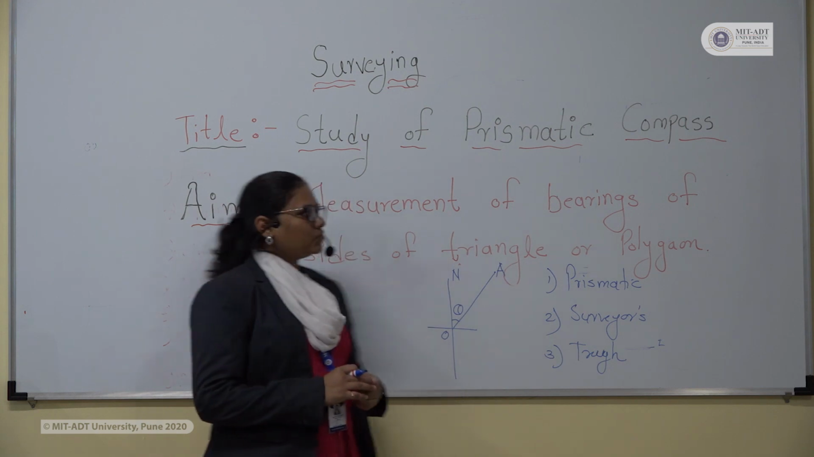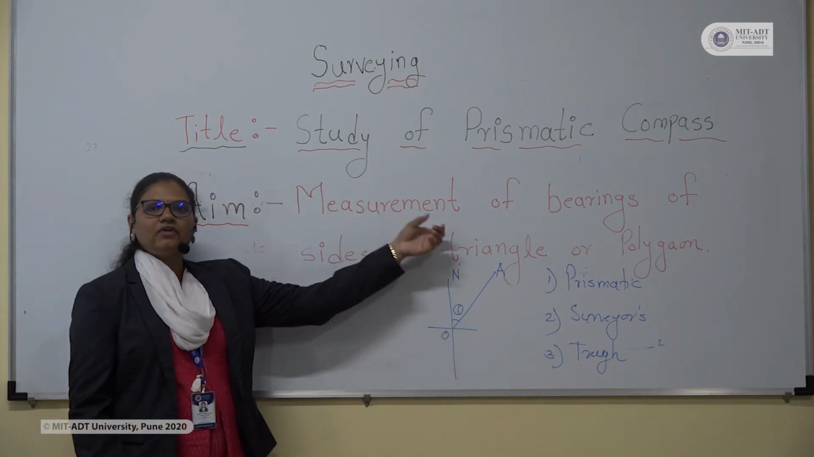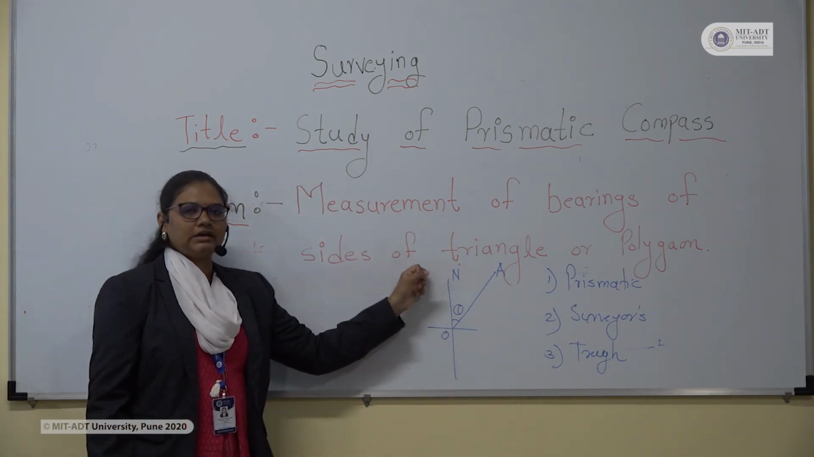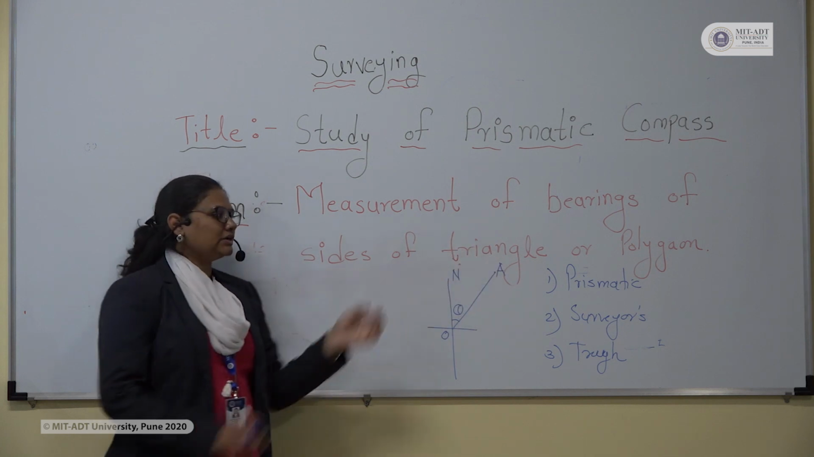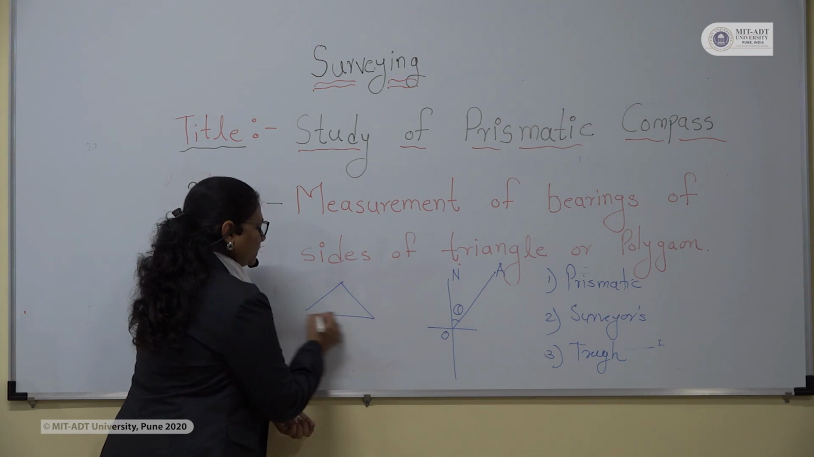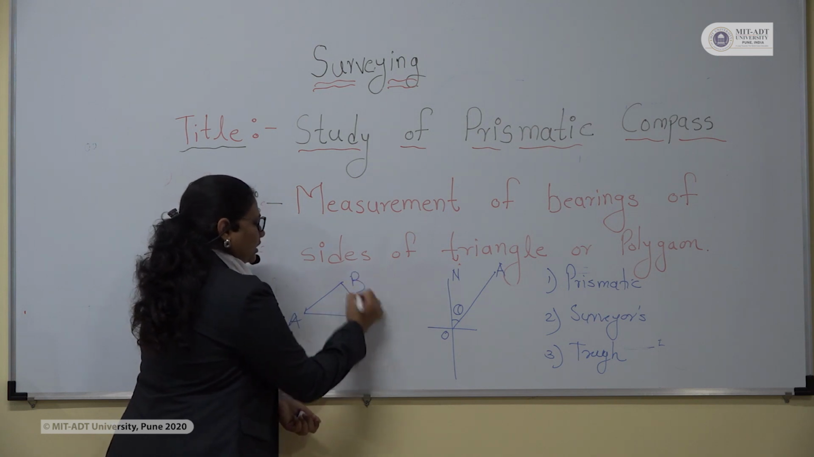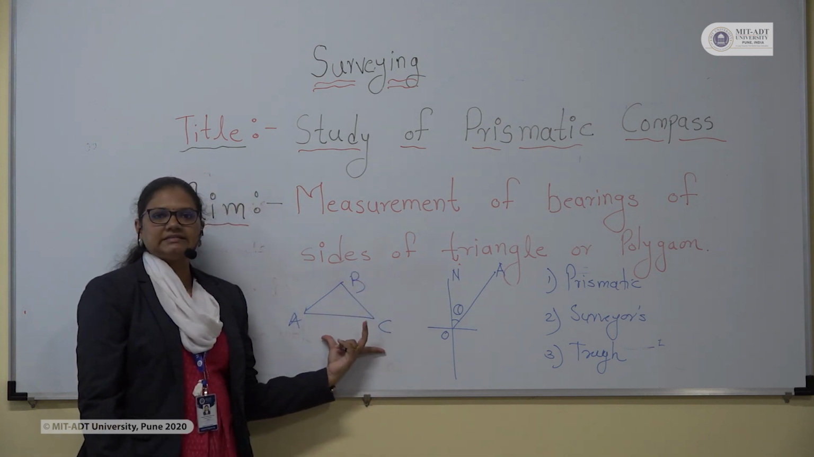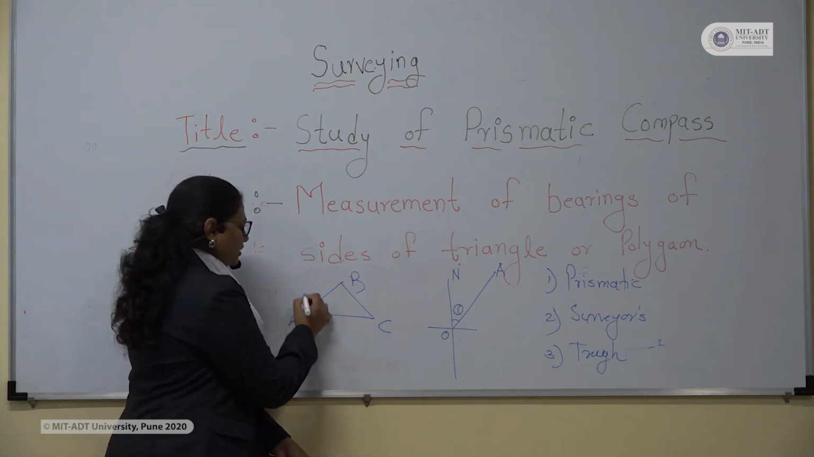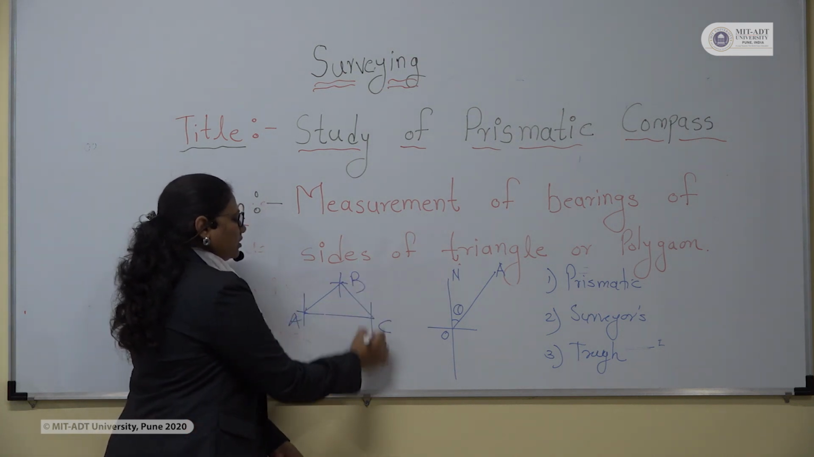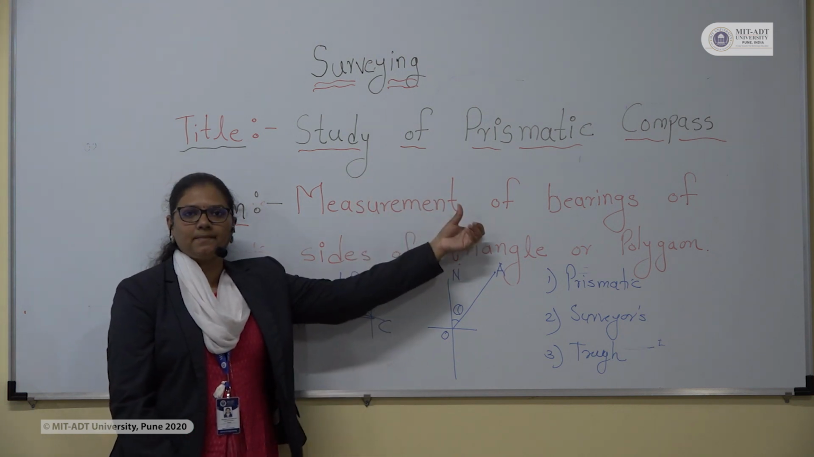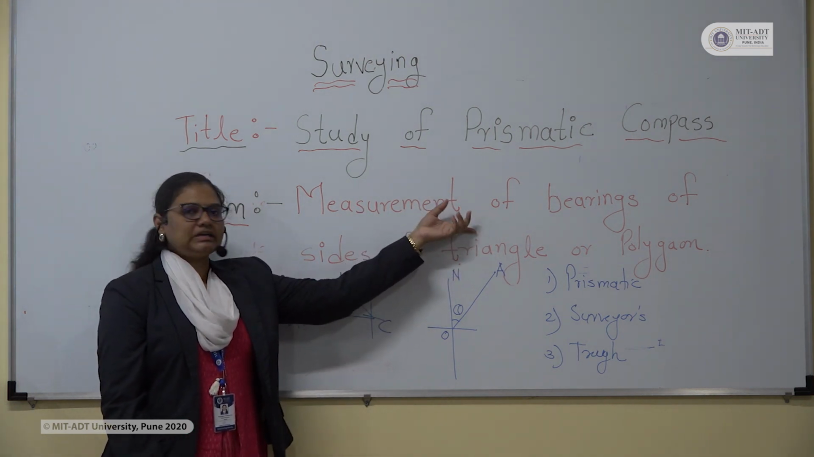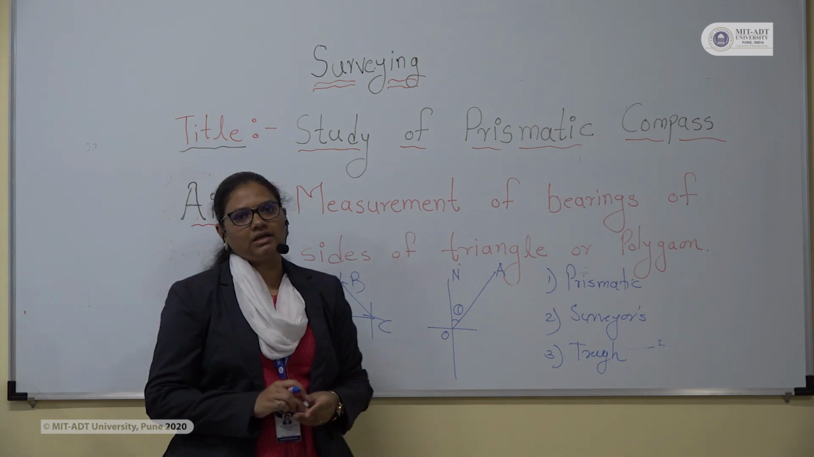Today we are going to learn the measurement of bearings of the sides of a triangle or polygon. Whenever we have to plot this triangle onto the ground, it is necessary to measure the angles between the different lines. For this purpose we are going to use the prismatic compass. Now I will explain the detailed components of the prismatic compass.